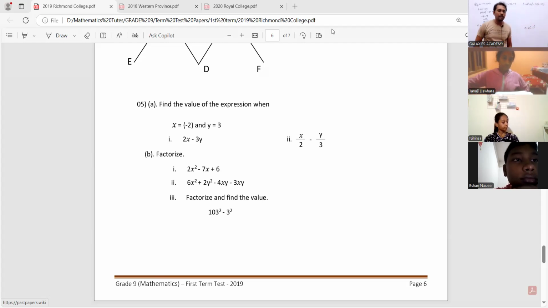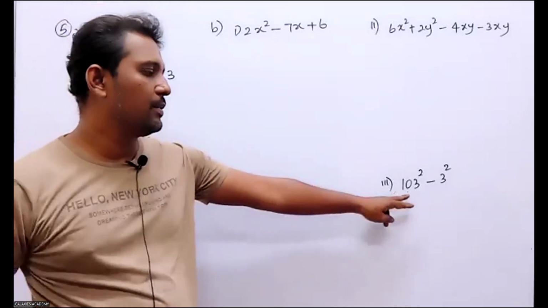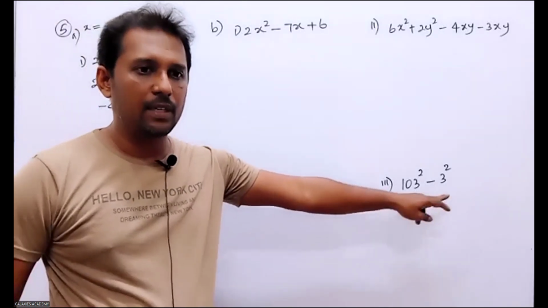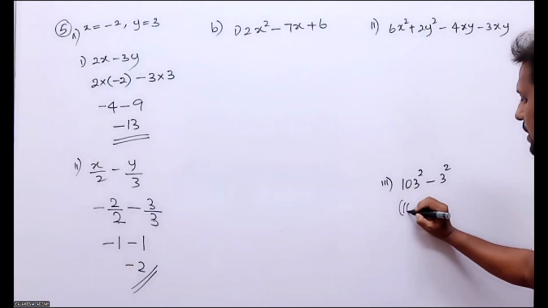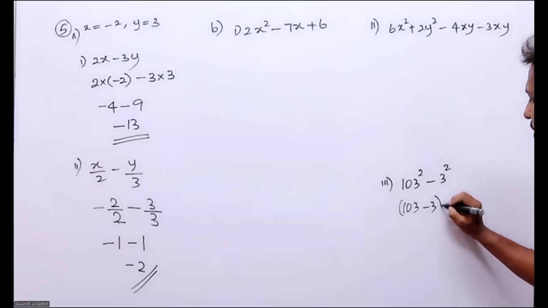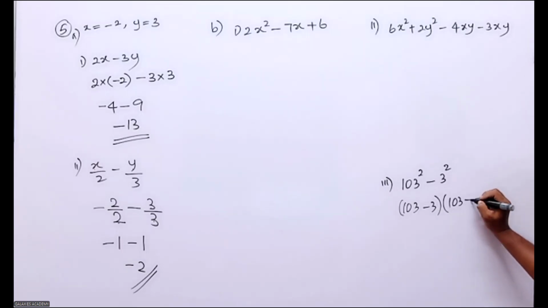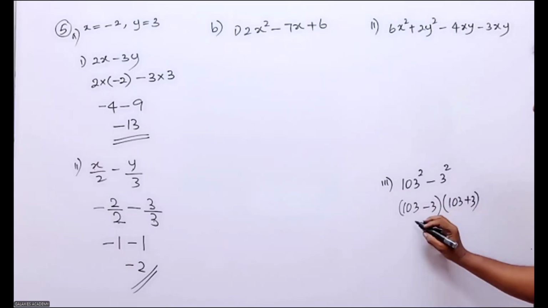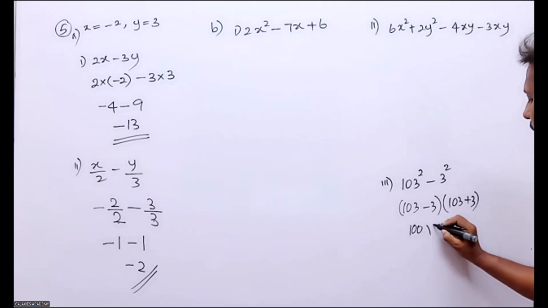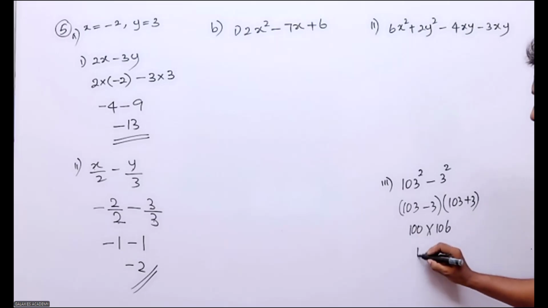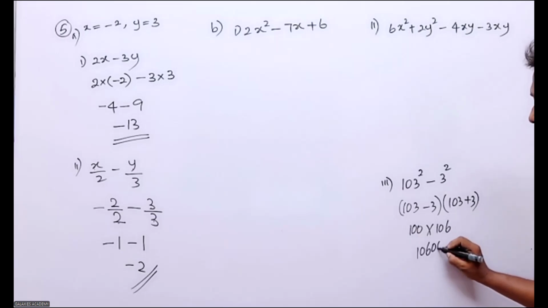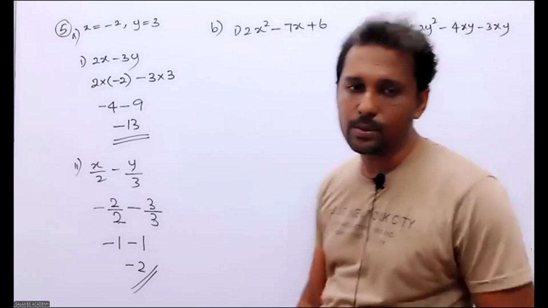Right. Look at how you can do. First, I will do this one. Difference of two squares. Right. How you can do this one? 103 minus 3, 103 plus 3. 103 minus 3 is 100. 103 plus 3 is 106. So the answer is 10,600. Right? 10,600.